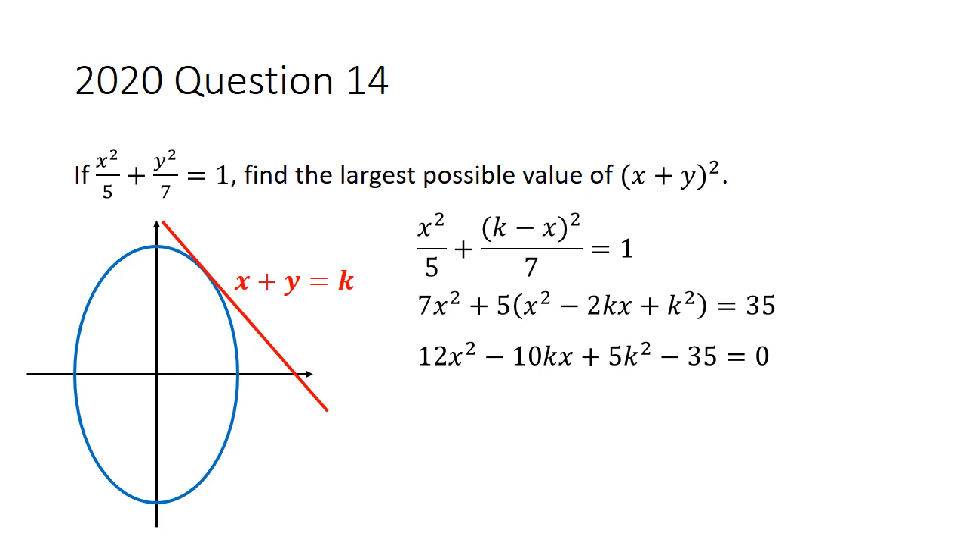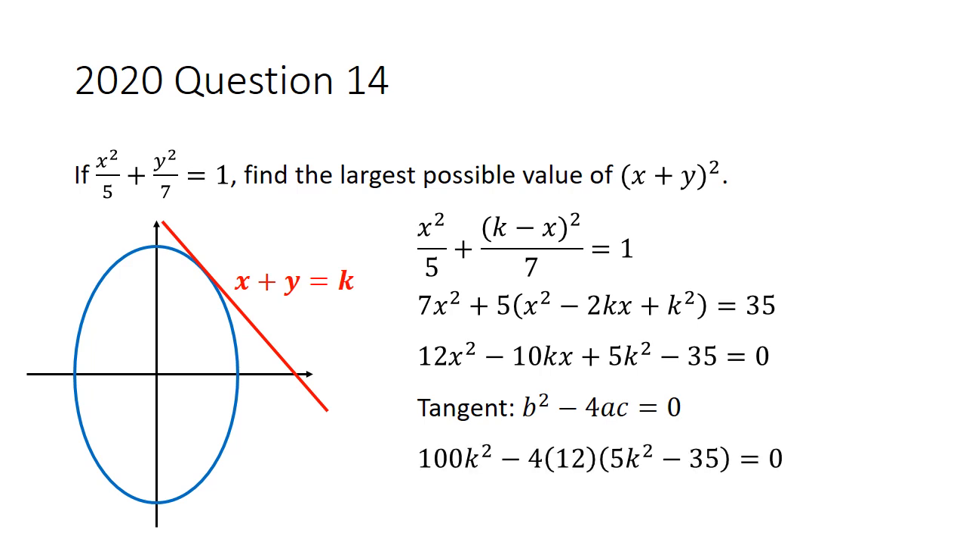Now, if we want the largest possible value for k, this red line needs to be pushed as outwards as possible from the blue ellipse, either upwards or downwards. So what happens is that this red line becomes tangent to the blue ellipse. So if it's tangent, then the discriminant b squared minus 4ac equals 0. So b is equal to minus 10k. So b squared is 100k squared, a is 12, and c is 5k squared minus 35. We simplify this, we'll get k equals plus or minus 12. The plus 12 is shown with this red line, and the negative 12 is this other red line.